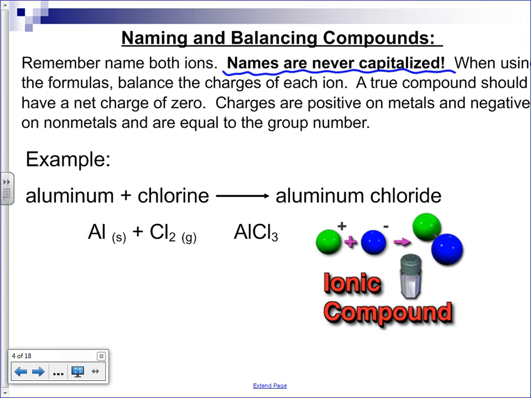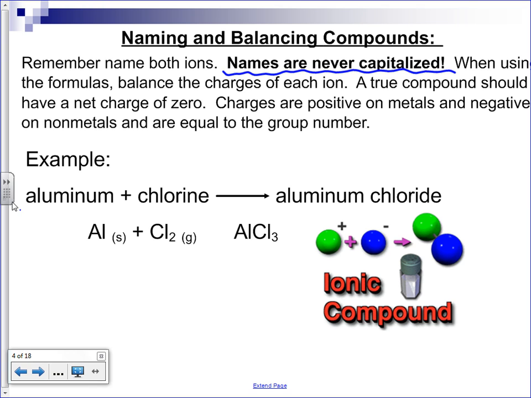When using formulas, we balance charges on each ion. That's the drop and swap thing that you guys have probably done before. We'll look at that probably a little more next week. A true compound always has a net charge of 0. The positives always have to balance the negatives, otherwise somebody doesn't have a full outer shell and there's something wrong. Charges are positive on metals, negative on non-metals, and they're always equal to the group number for the representative elements, which is something we'll talk about next week when we talk about the periodic table and electron configurations. Questions there?